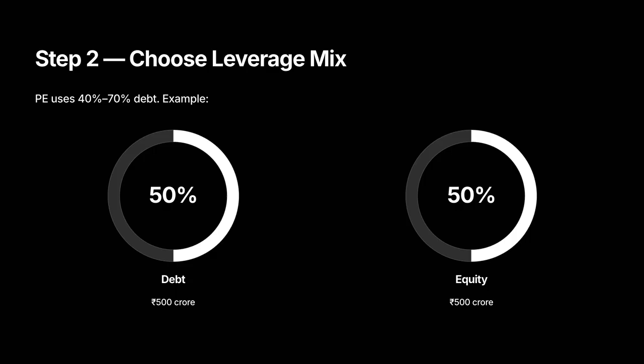Step 2. Choose leverage mix. Next, decide how much debt the deal can support. Most LBO structures use 40 to 70% debt. For a beginner case, assume 50%. That gives 500 crore of debt and 500 crore of equity. This split controls both risk and upside.